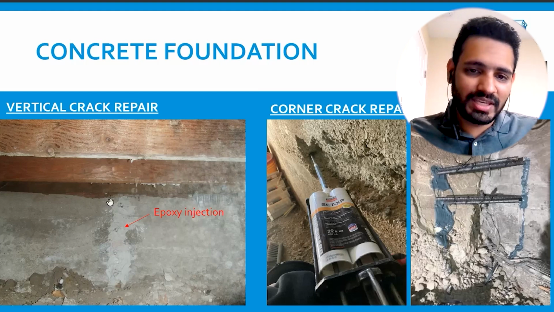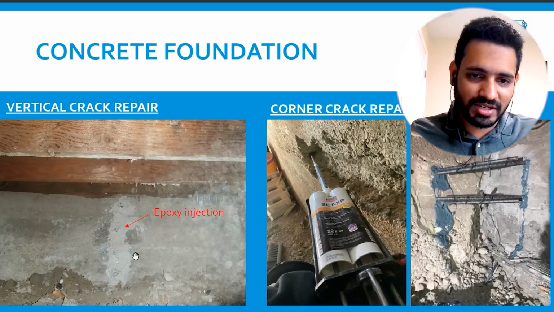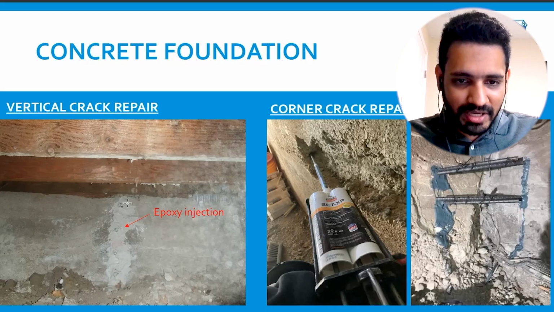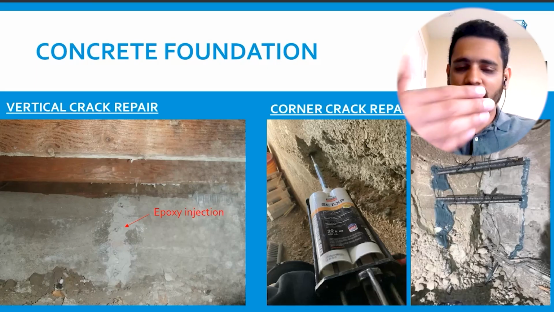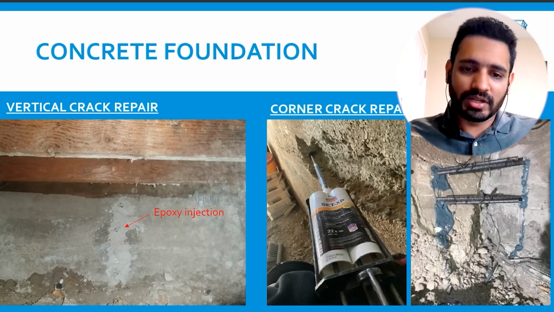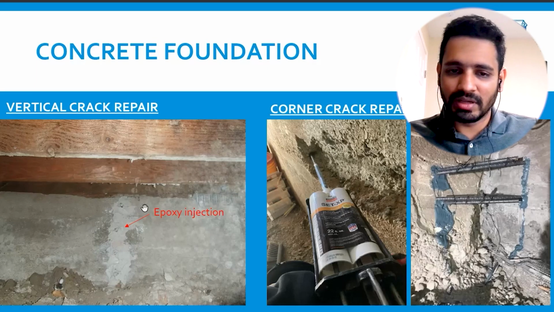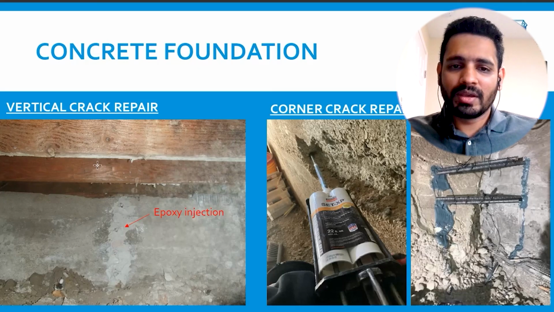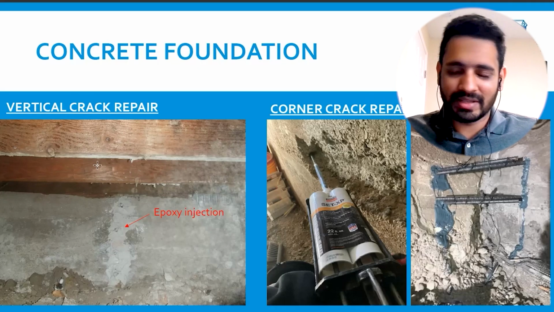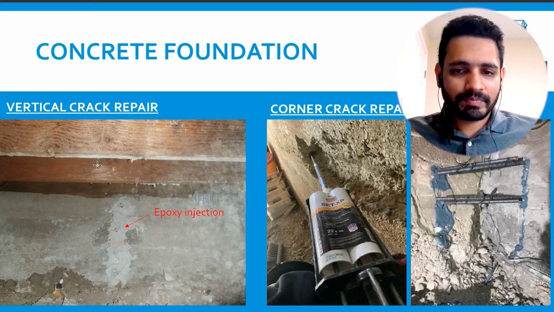The epoxy application is just right there. That's the height of the foundation. This is the length. If you're inside a crawl space and you're facing the stem wall, that's what it looks like. This is quite typical. Any foundation that you'd look at in the Bay Area, it's going to have at least a minor vertical crack, and that's very common.